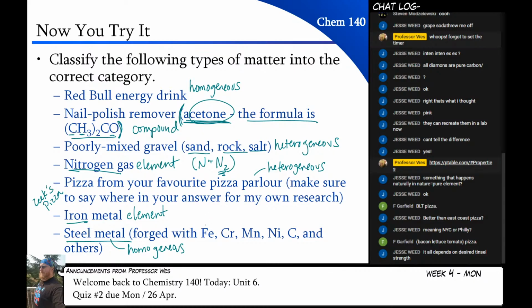Now, this is true for all substances that are called alloys. All alloys are homogeneous mixtures. And an alloy is just a mixture of metals. Examples of alloys are things like brass, bronze, electrum, pewter, stainless steel, things like that. All right, so that's how we categorize these.